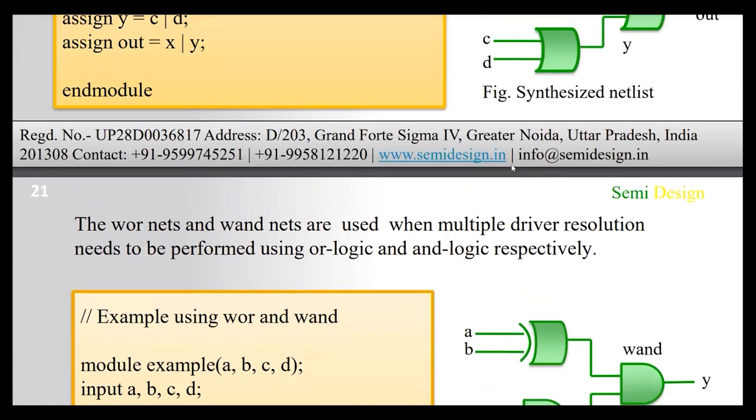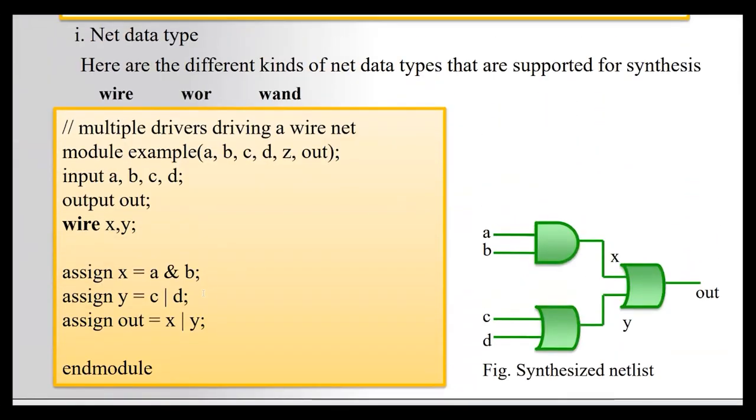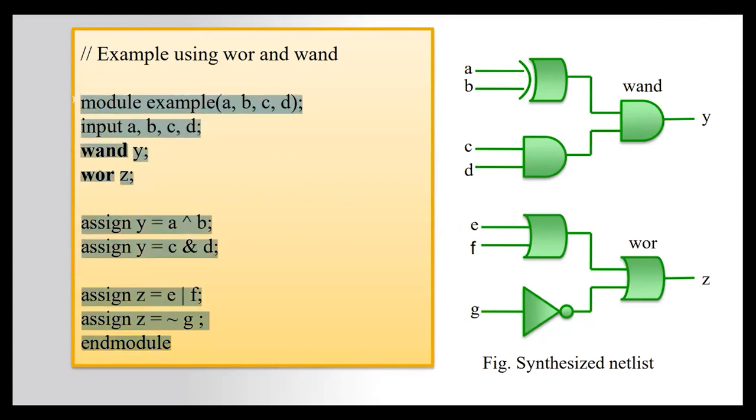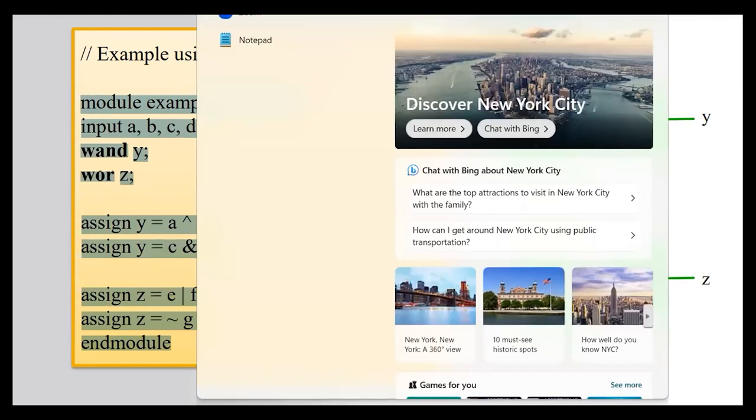If you see here, for one circuit we have written 3 statements, where X and Y are different internal wire variables we have taken. But in this example, we have just declared Y as a wand, so automatically it will place the AND gate. Next one is also the same. Z equal to E or F, and also Z equal to not G. So for Z as a wor, automatically one OR gate will be generated.